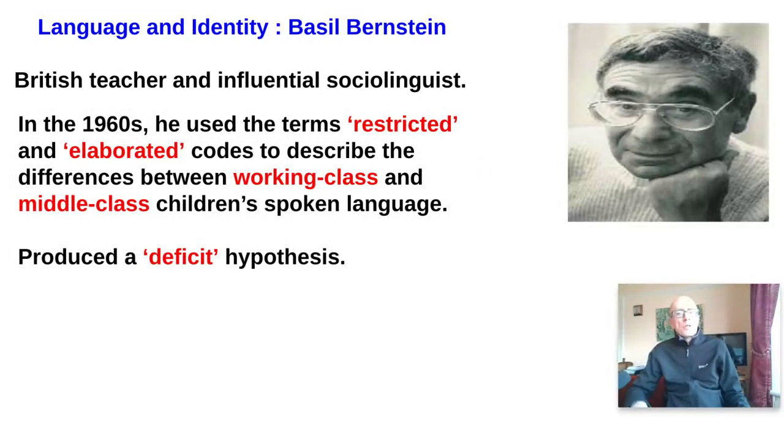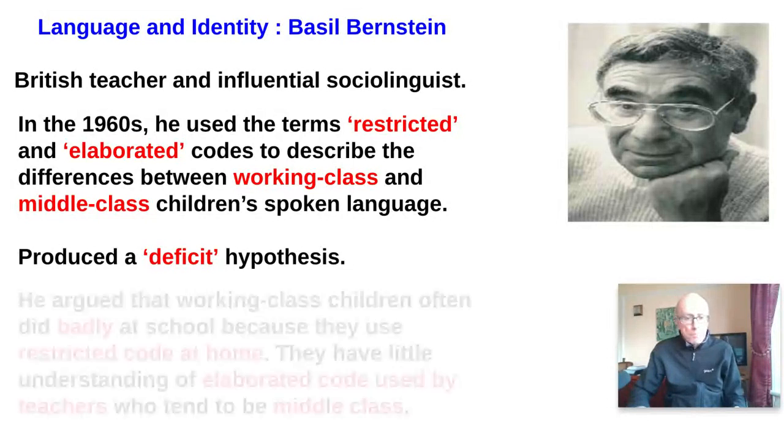So what he did was he used the terms restricted and elaborated codes to describe the differences between working class and middle class children's spoken language. So restricted codes for working classes, elaborated codes for middle classes. So this is a kind of deficit model, actually quite a prescriptive approach to language, where he's making a kind of value judgment about people's level of language.